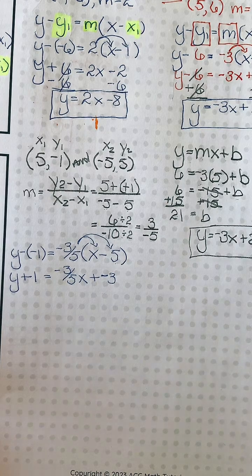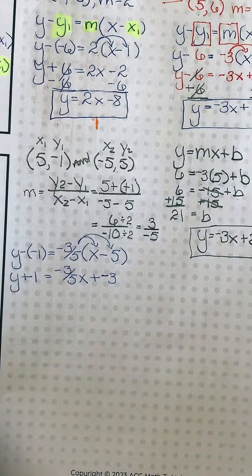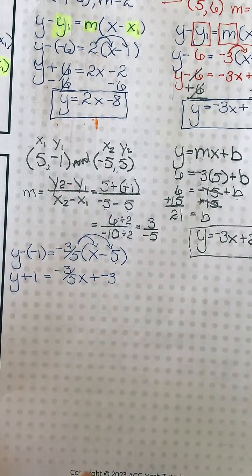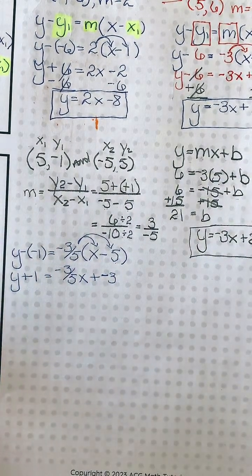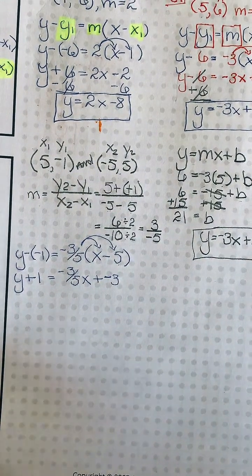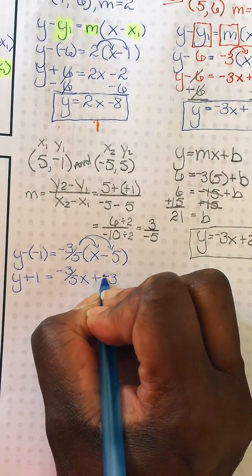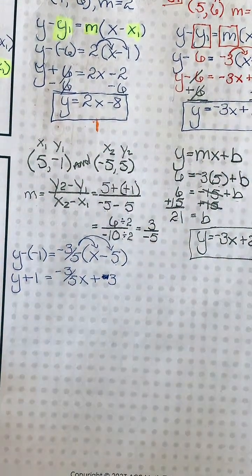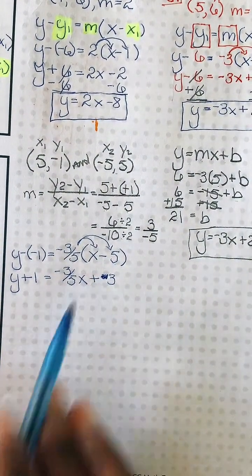Okay. Yes, and it's still negative because... No, it's not. It's going to turn positive. Sorry. Yep, it's not going to be negative. It's going to turn positive. Sorry about that. Because a negative times a negative gives me a positive.